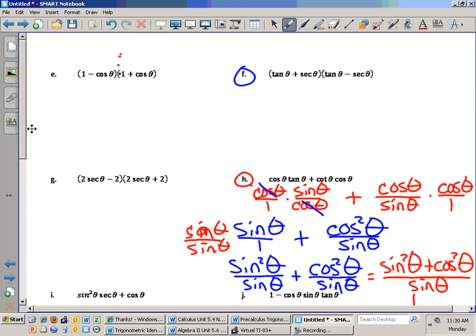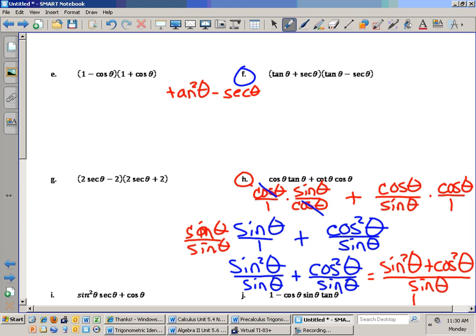We'll do one more together, and then I want to let you guys be on your own. F says tangent of theta plus secant of theta times tangent of theta minus secant of theta. What do you notice about those two expressions? They are conjugates. Conjugates are where you have a plus in one and a minus in the other. And those are nice because if you multiply two conjugates, the middles will cancel. Watch. What's tangent times tangent? Tangent squared of theta.